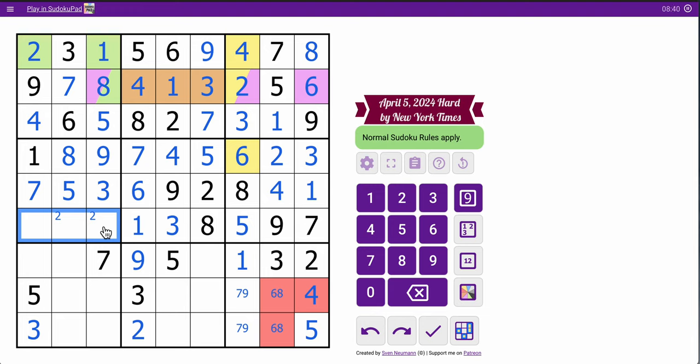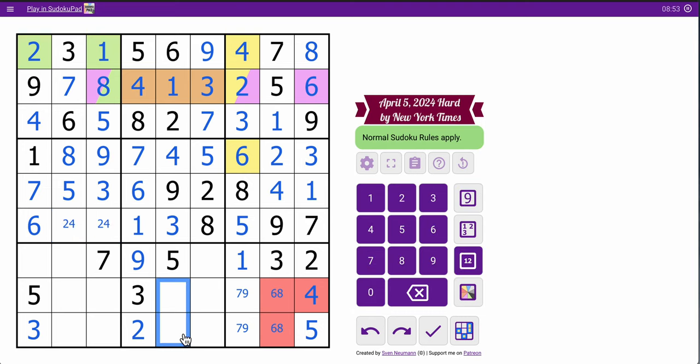1, 3, 5, 7, 9. Okay, this is 2, 4, 6. That has 2 and 4 looking at it. So 6, go. Whoops. Okay, that's 2, 4. Let's see, this is 7, 8. So that's a triple. 2, 3, 5, 7, 8, 9. This is 1, 4, 6.